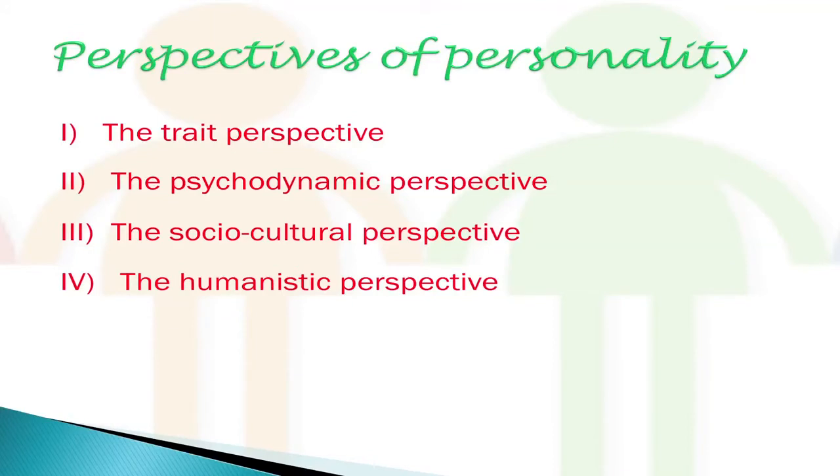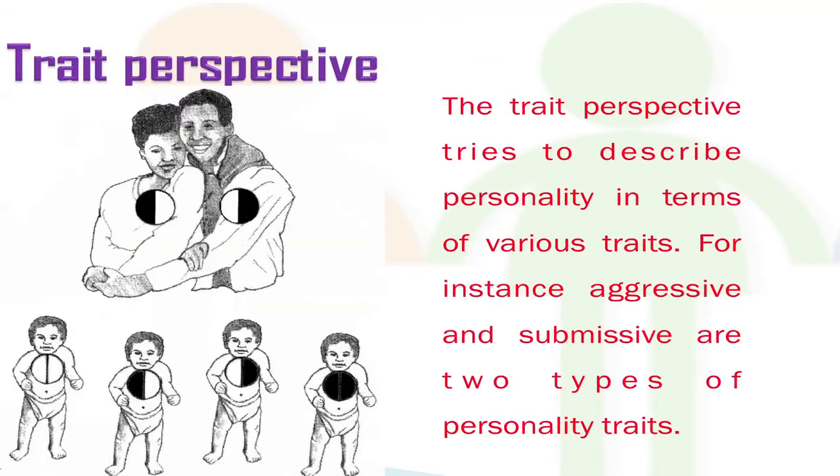Psychologists have approached personality from different perspectives. Now let us study in brief about some of these perspectives. Number 1, the trait perspective, which tries to describe the personality in terms of various traits. For instance, introversion and extraversion are two types of personality traits.